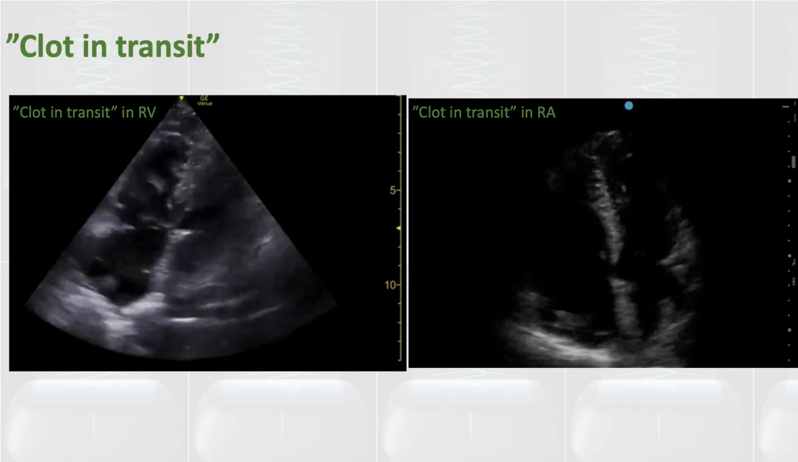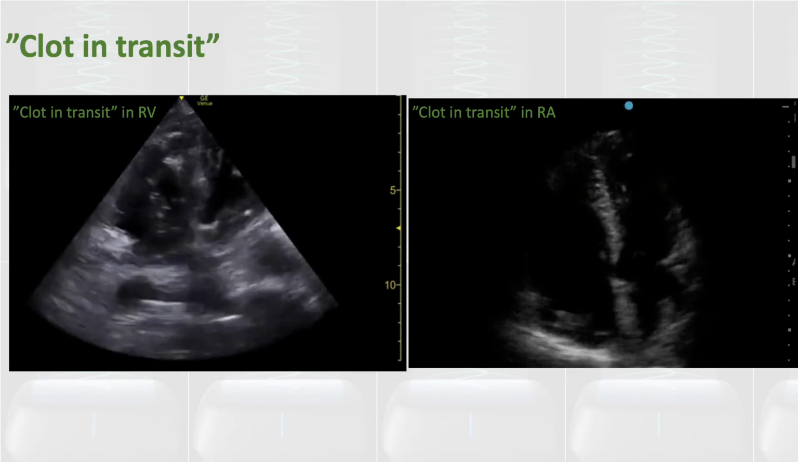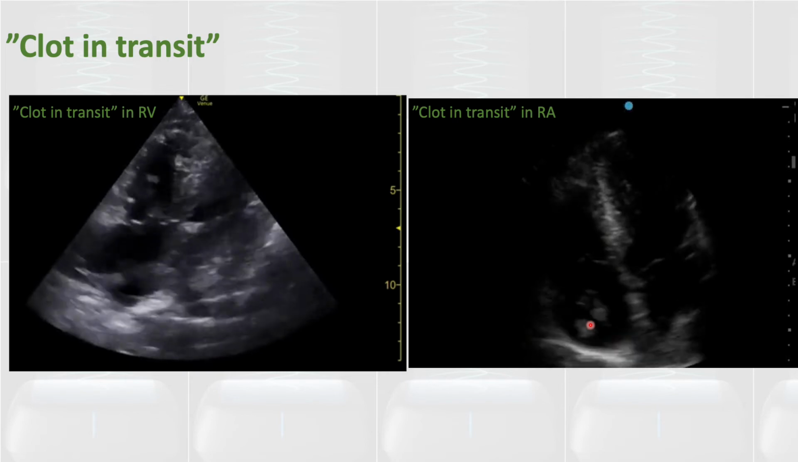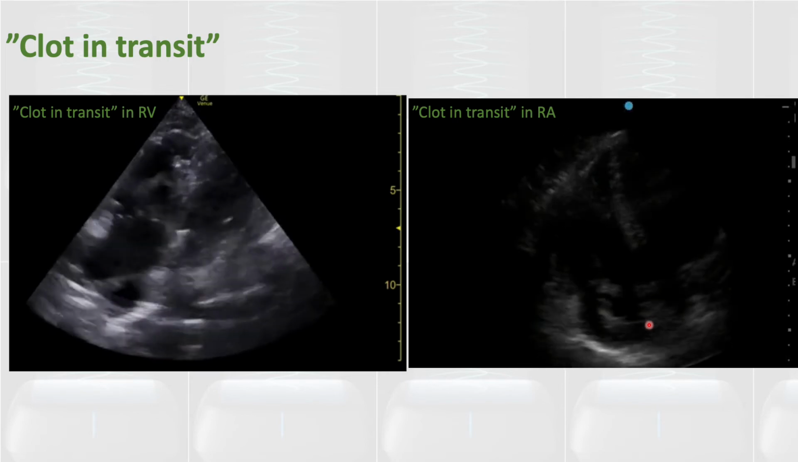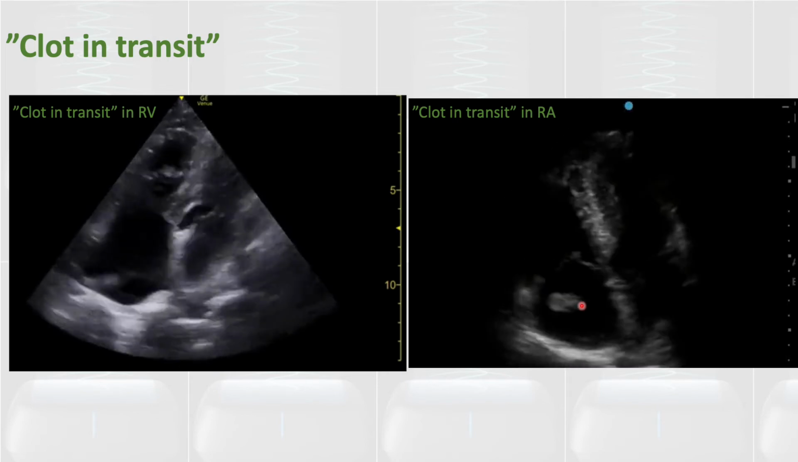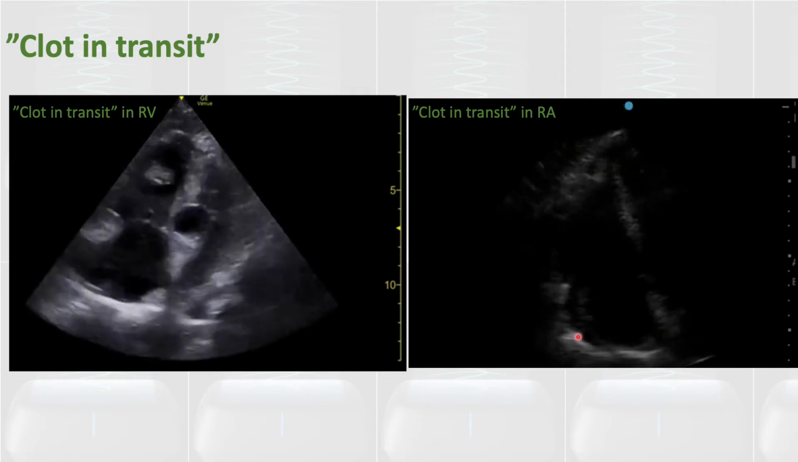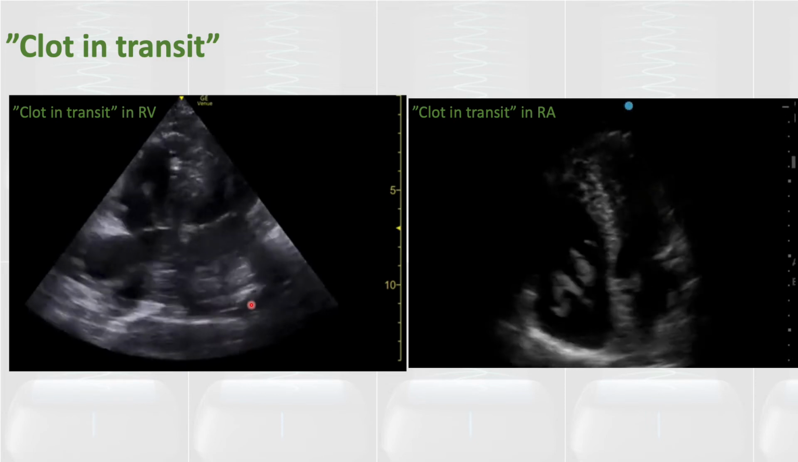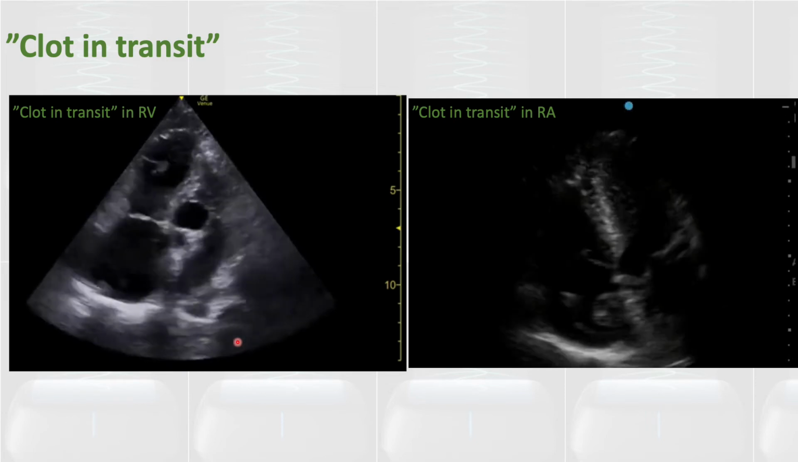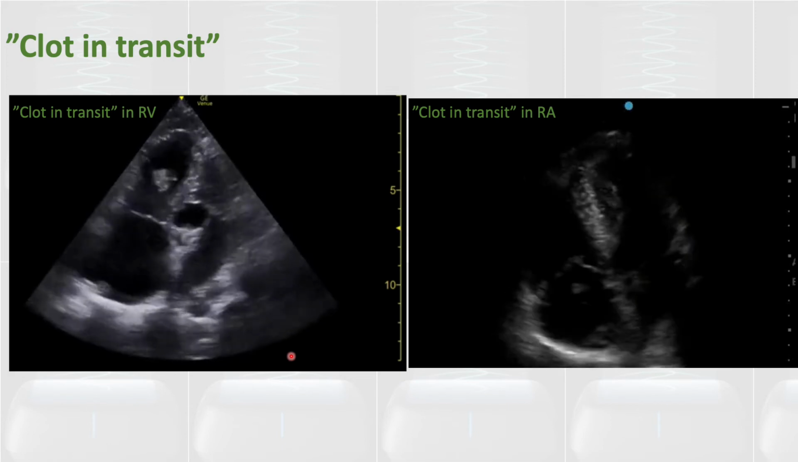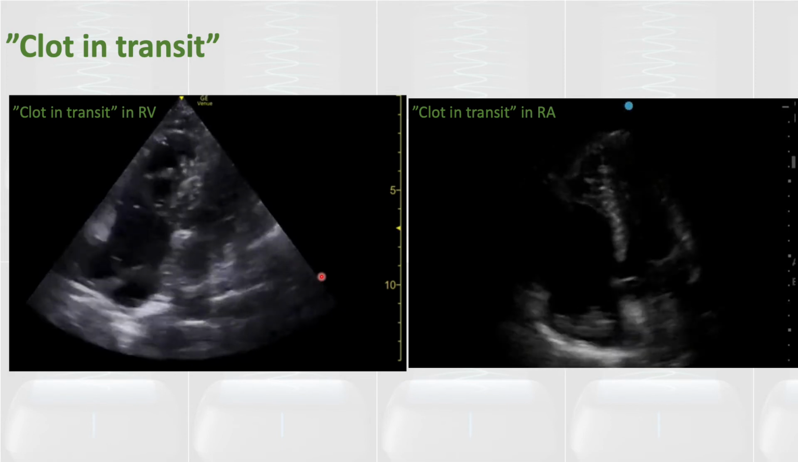And then let's click the other video here. So basically in this one you can actually see the clot again ready to embolize to the pulmonary vasculature. You see this time in the right atrium. So this is called clot in transit. Again, very low sensitivity, but of course very high specificity that the patient is already having some PE or impending larger PE that can compromise their circulation.